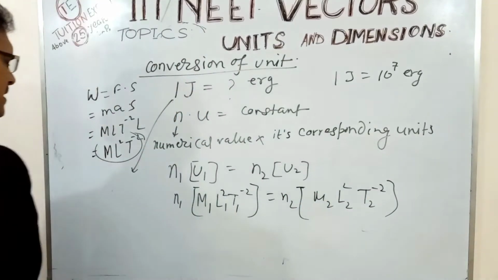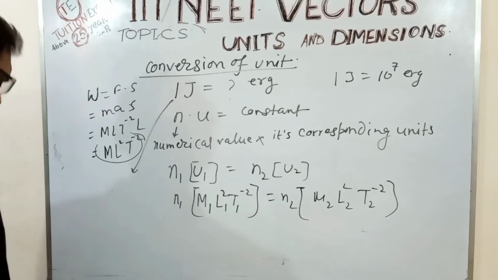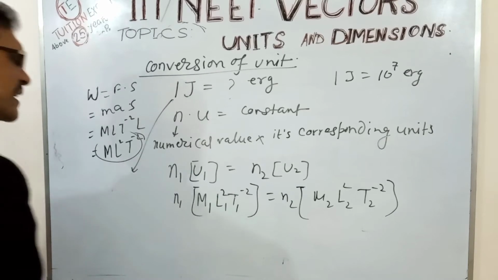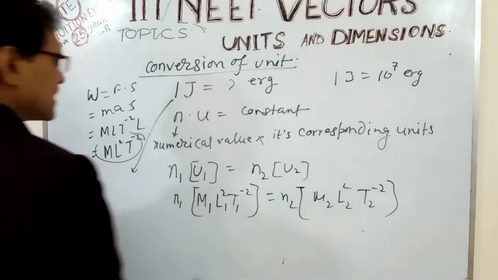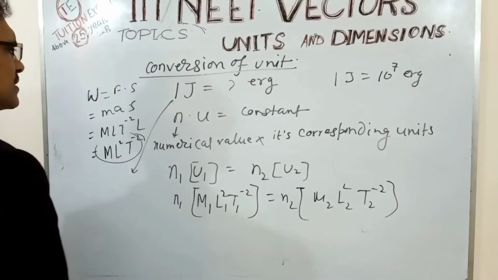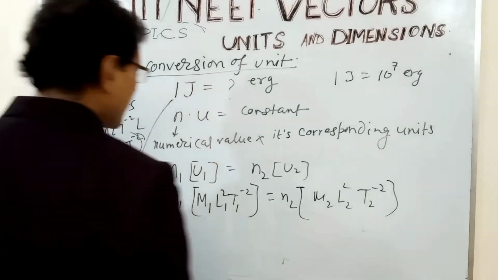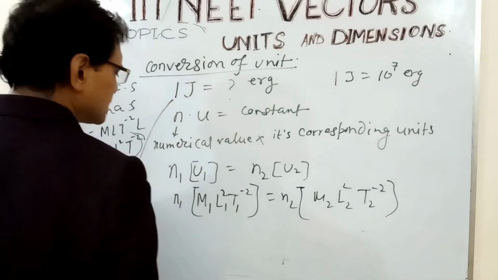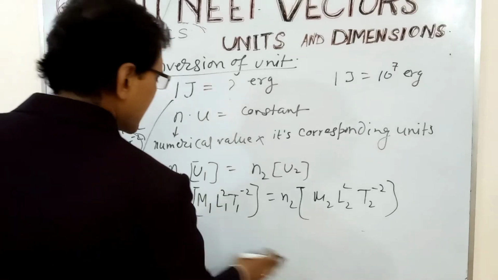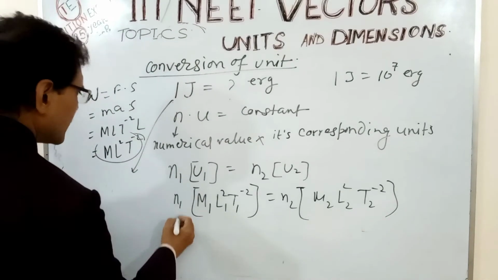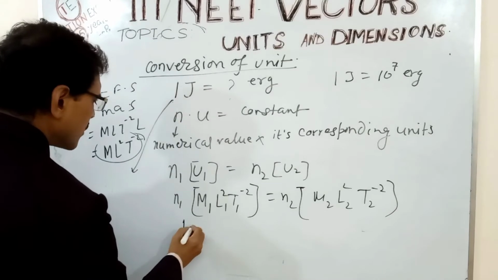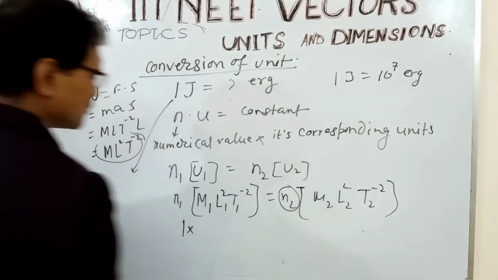Now we know the unit of time in any system is the same, that is second. The unit of time in all systems is the same. So now n1 equals 1 joule, so this is 1. We have to find n2.